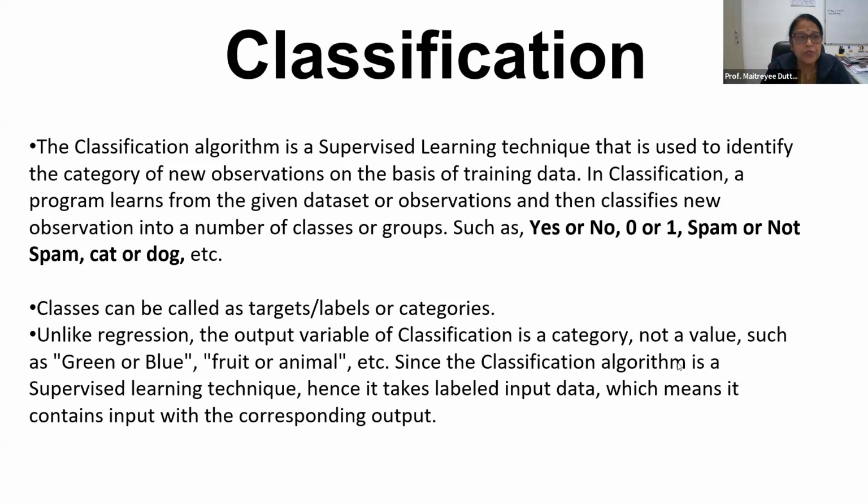Depending on the values, we decide what the class is: yes or no, 0 or 1, spam or not spam, cat or dog, male or female. Like this, you can make classes or groups. It can be a color, for example blue or green or red, or fruit or animal. Like this, you can use the classification algorithm. Quickly, I will tell.